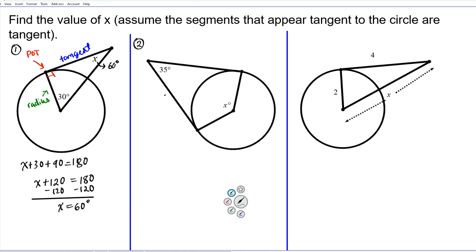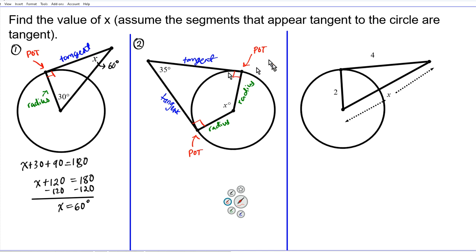All right, let's take a look at question number 2. So for question 2, you notice we have two tangent lines. So this is a tangent line right here. This is a tangent, and this is another tangent. And then we have two radii. So this one right here is a radius, and this is a radius. And then that results in 2 points of tangency. Okay, so that's a point of tangency right here, and this point here is also a point of tangency.